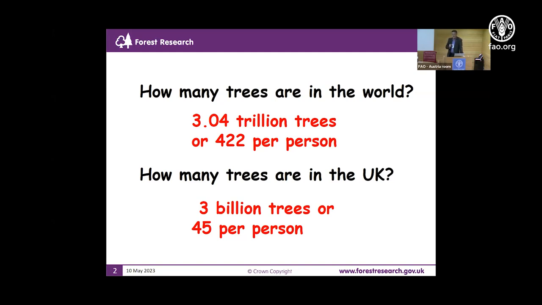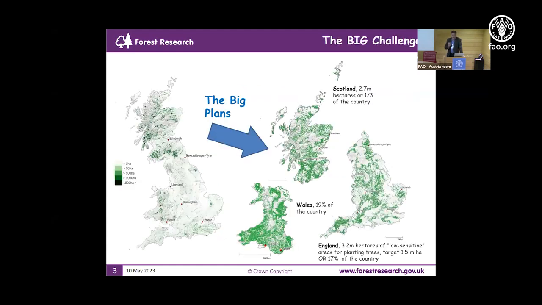So the British government wanted to solve that and is embarking on an ambitious program of increasing the forest cover in the UK quite substantially. In some areas, this will mean almost doubling the amount of forest in those regions. We're talking about Scotland, a third of the country. But in England, we're talking about 17% of the country, which might not mean a lot for certain countries, but for a country as densely populated as England, well.